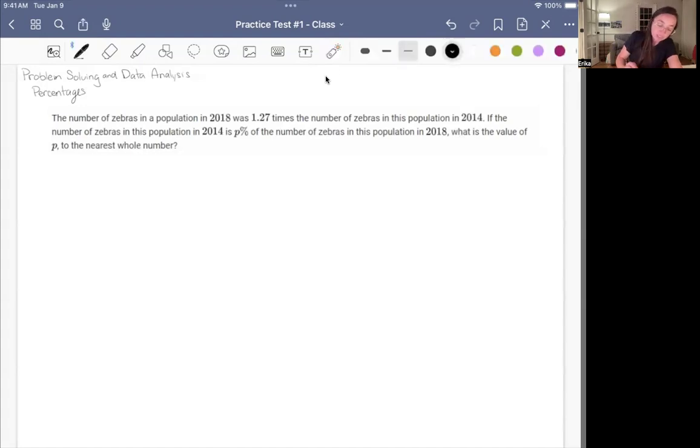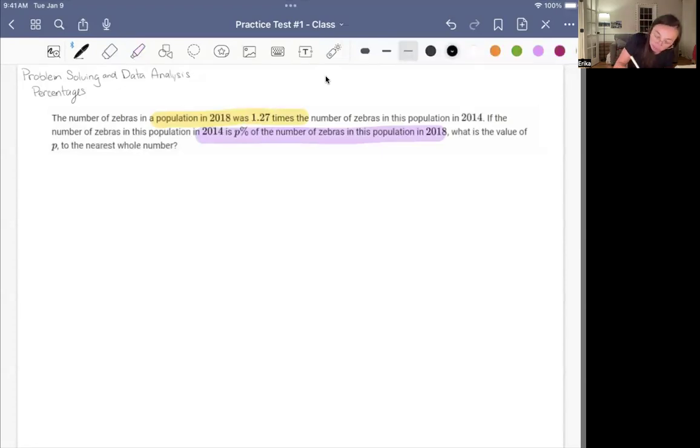The first thing we're going to want to do is get an understanding of what is even happening. We've got a population in 2018, and it's telling us what it is. Then we've got a population in 2014 that is p% of the number of zebras in the 2018 population. So we're going to want to define these things.